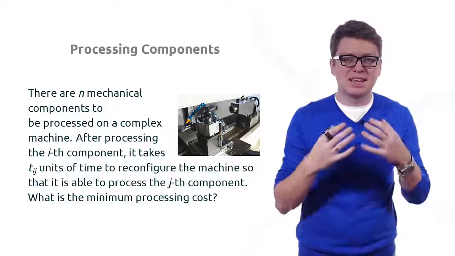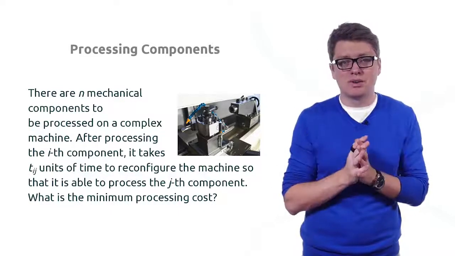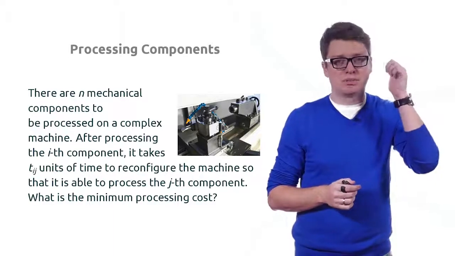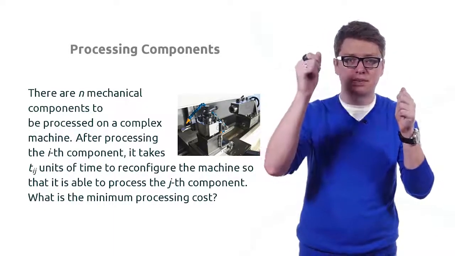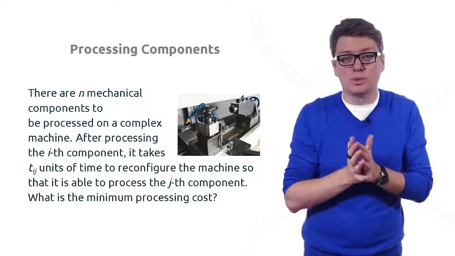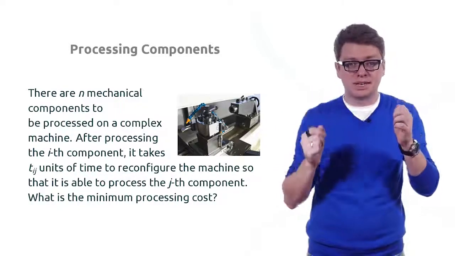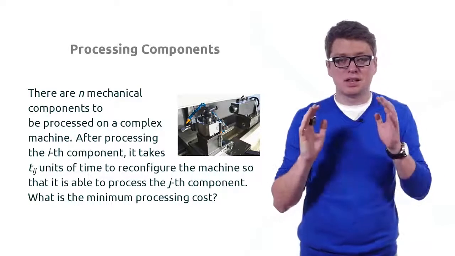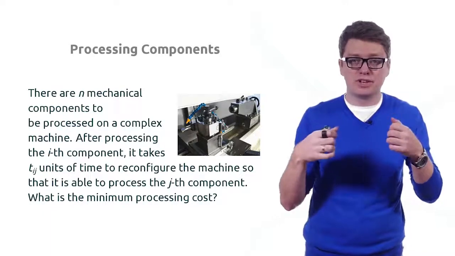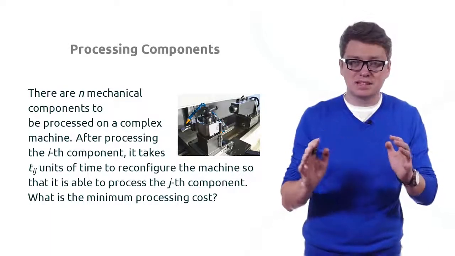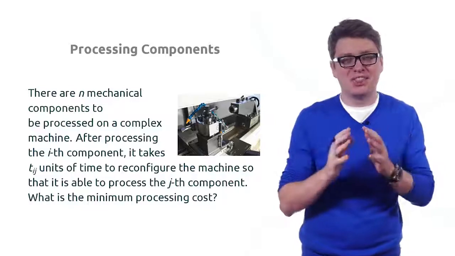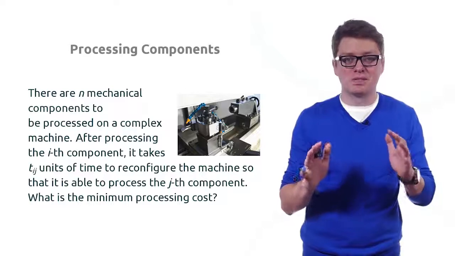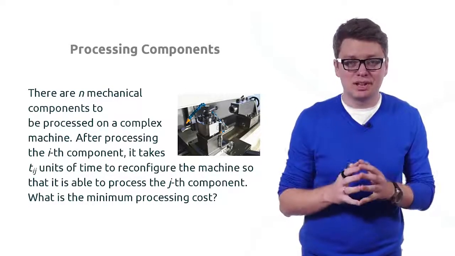So in this case, again, we are given some graph. We know the time needed to reconfigure a machine after processing the component i and before processing the component j. So what we would like to find is the order of processing all our components which minimizes the total reconfiguration time. Okay, so in the next video we will see one more application, and then we will proceed to designing algorithms and programs for this important combinatorial problem.